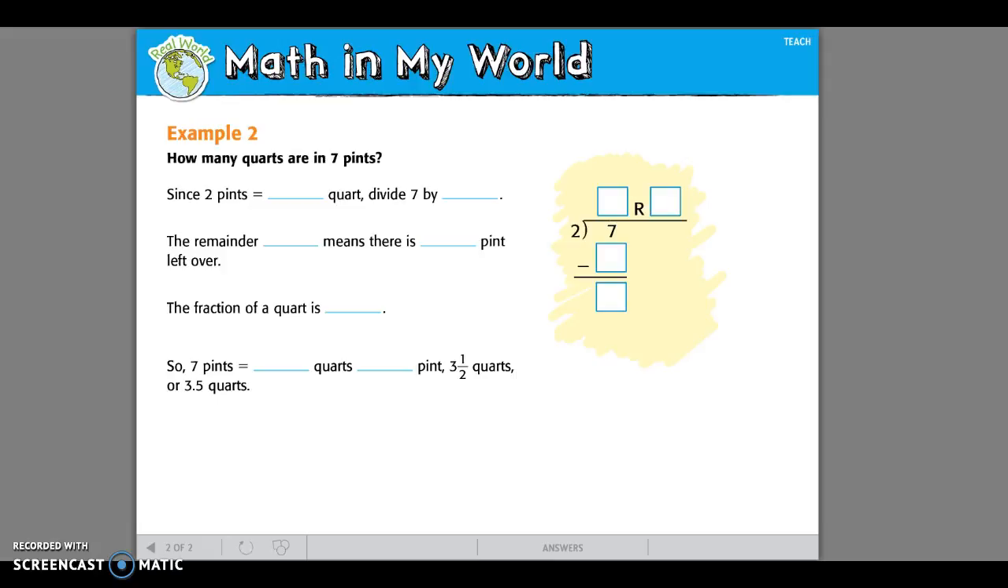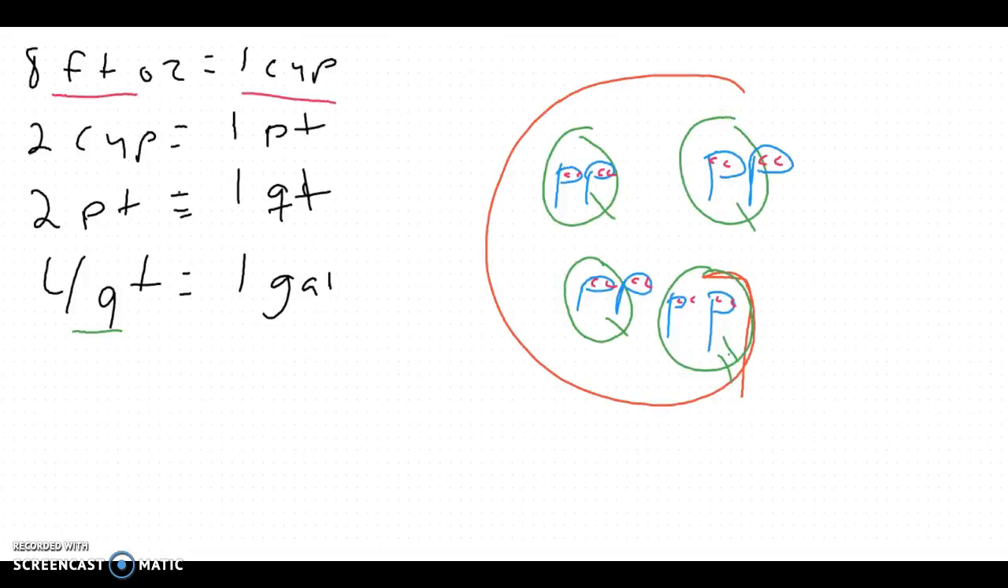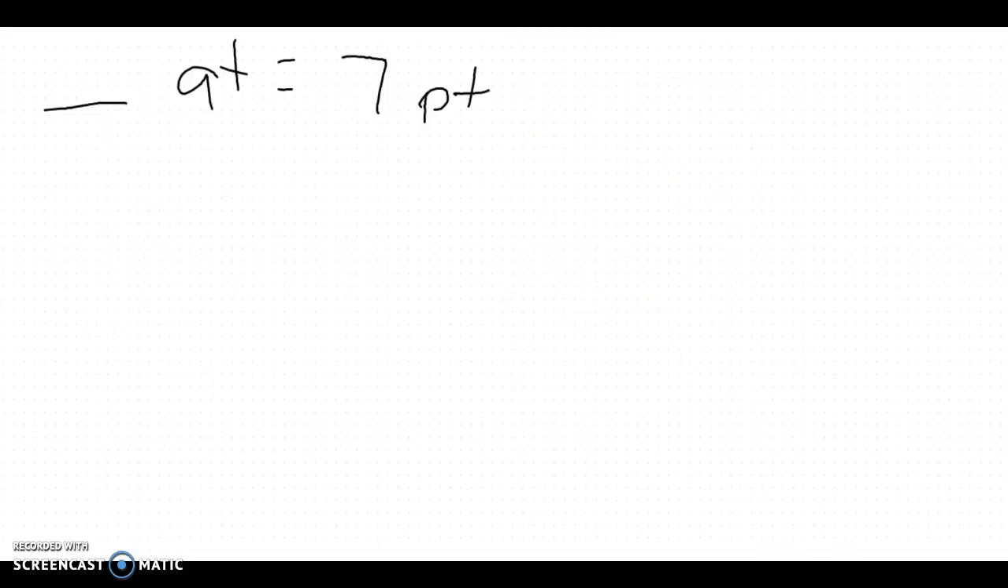Let's look at another problem. How many quarts are in 7 pints? So we want to know how many quarts are in 7 pints. So we're going to go back to our conversion table. We're looking at pints and quarts. We know that 2 pints is the same as 1 quart. So 2 pints is 1 quart. So we need to find out how many quarts would be in 7 pints.